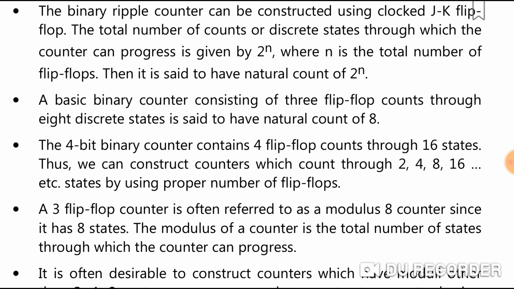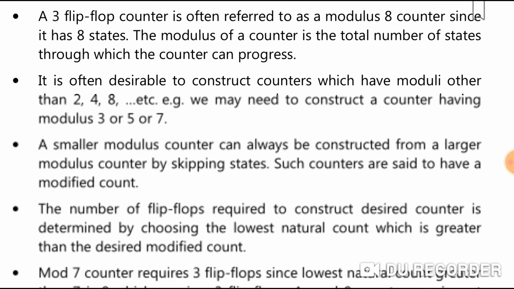A basic binary counter consisting of 3 flip-flops counts through 8 discrete states and is said to have a natural count of 8. The 4-bit binary counter contains 4 flip-flops and counts through 16 states. Thus, we can construct counters which count through 2, 4, 8, 16, etc. states by using the proper number of flip-flops. A 3 flip-flop counter is often referred to as a modulus 8 counter since it has 8 states. The modulus of a counter is the total number of states through which the counter can progress.